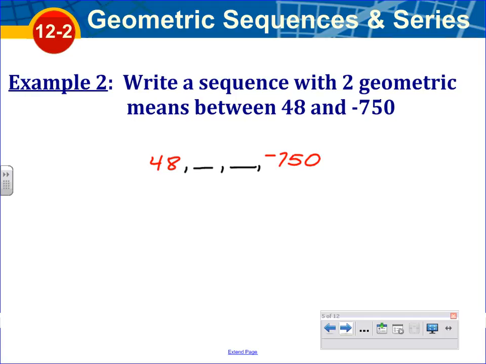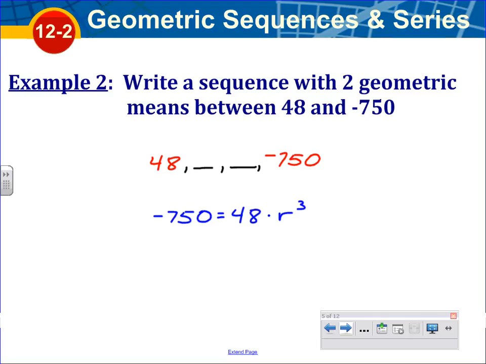So we're going to use that same formula, only we have the A sub n. So negative 750 is our A sub n. That's going to equal our first term times R to the n minus 1. So we have n terms, 4 terms, 48, 2 in between, and then the negative 750. So then we're going to do to the 3rd power. And we're just going to solve this for R.